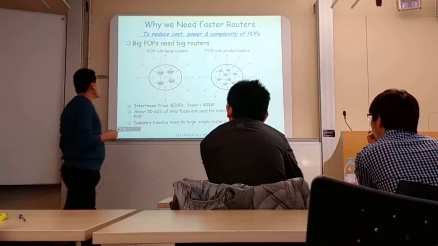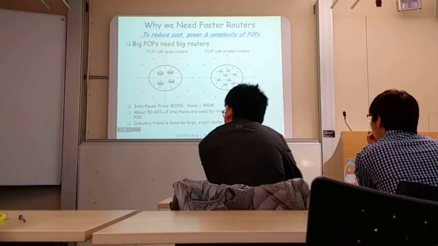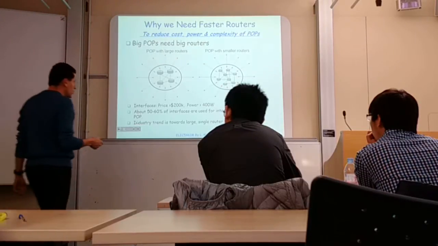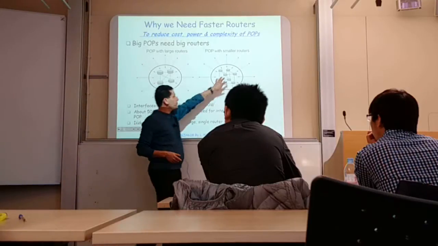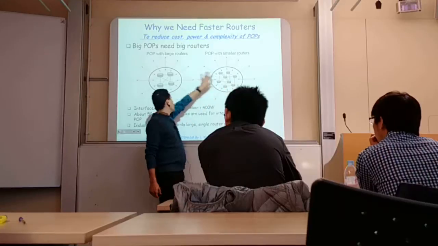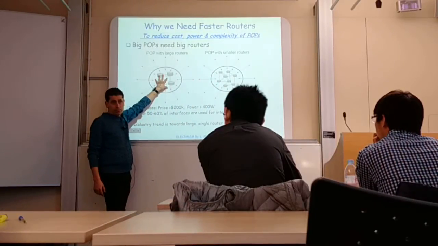Now, big POPs need big routers. Now, imagine these two scenarios. It's the same point of presence, the same network, let's say, the same operator, but they got two choices. Either to have, how many routers? 3, 6, 8 routers in this topology, or 4 big routers in this topology. Which is better, you think? These ones.